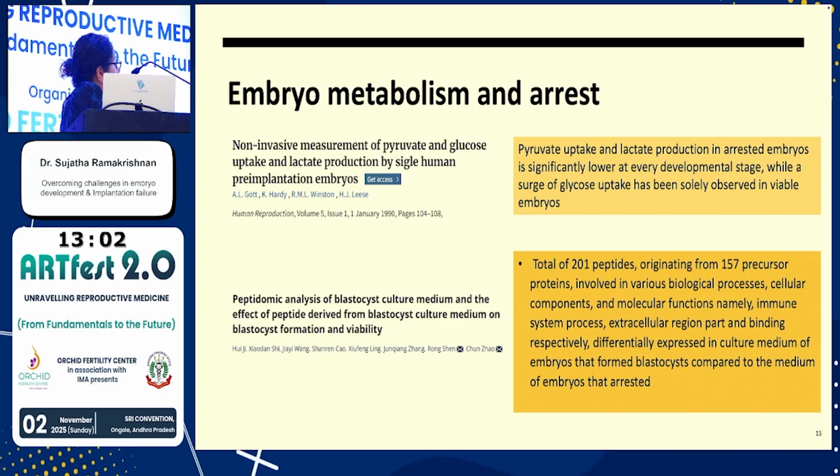And this is one of the recent studies, and here they found some 201 peptides, which are coming from 107 precursor proteins. They are involved in biological processes, and they are significantly different between viable embryos and the non-viable embryos.